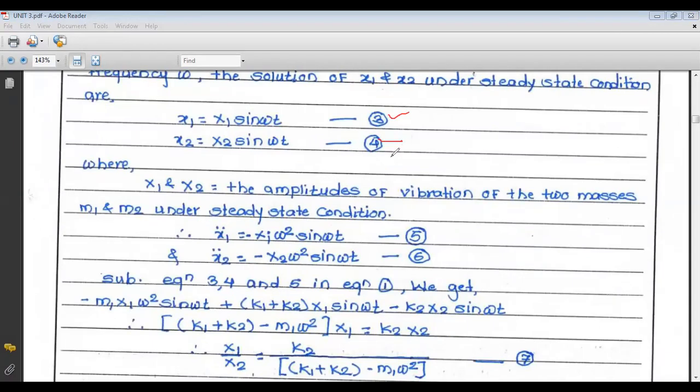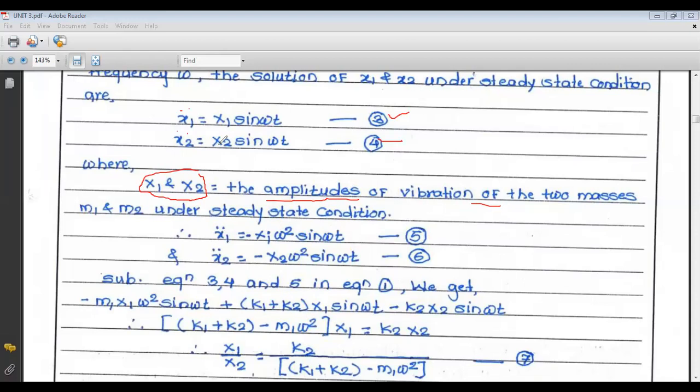Now we require x1 double dot and x2 double dot. Here capital X1 and X2 are the amplitudes of vibration of these two masses M1 and M2 under steady state condition. So we require x1 double dot and x2 double dot, so we have to differentiate equation number 3 and 4 twice.